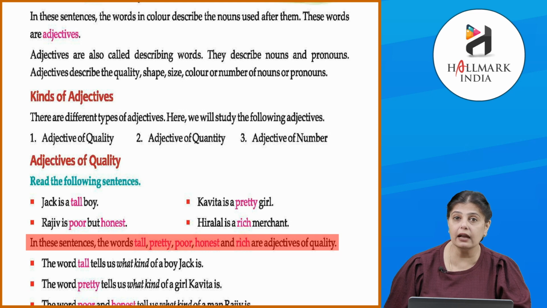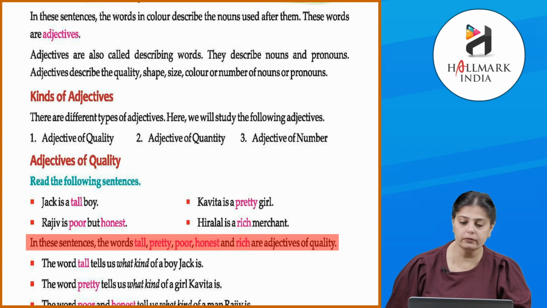Okay, they tell us how that particular person is or thing is. Okay, yahan pe jo boy hai, wo kaisa hai? Wo tall hai. Girl pretty hai. Rajiv jo hai, wo gareeb hai, par honest hai. Okay, sacha insaan hai. Hiralal is a rich merchant, ameer merchant hai. So, they are telling us about the quality of the person here.